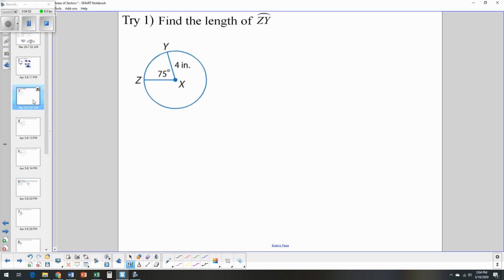Try this one, give it a pause, and when you're ready, play again and you can see. So if you did it correctly, you should get an answer of 5.24 inches.